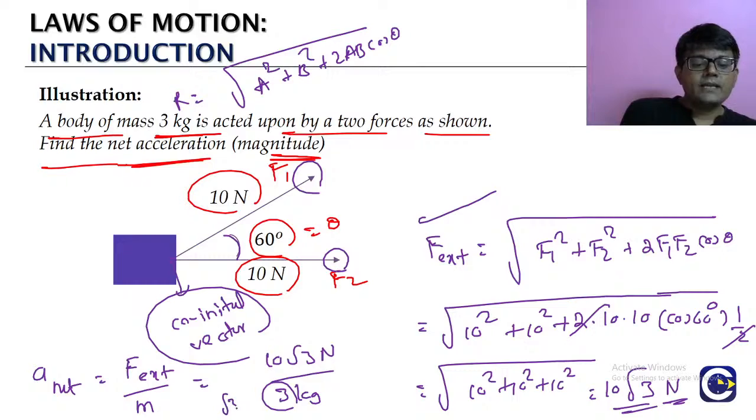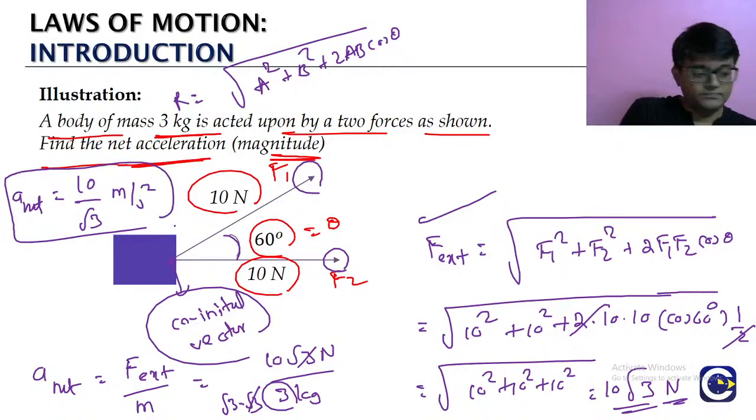Here we can do some mathematical simplification. 3 we can write as root 3 into root 3. So one root 3 is cancelled. Check it, guys. Finally, what is the net acceleration? We have 10 in the numerator and root 3 in the denominator. The unit is going to be meter per second square, the SI unit. Clear, guys? So this is the net acceleration of the body. Okay.